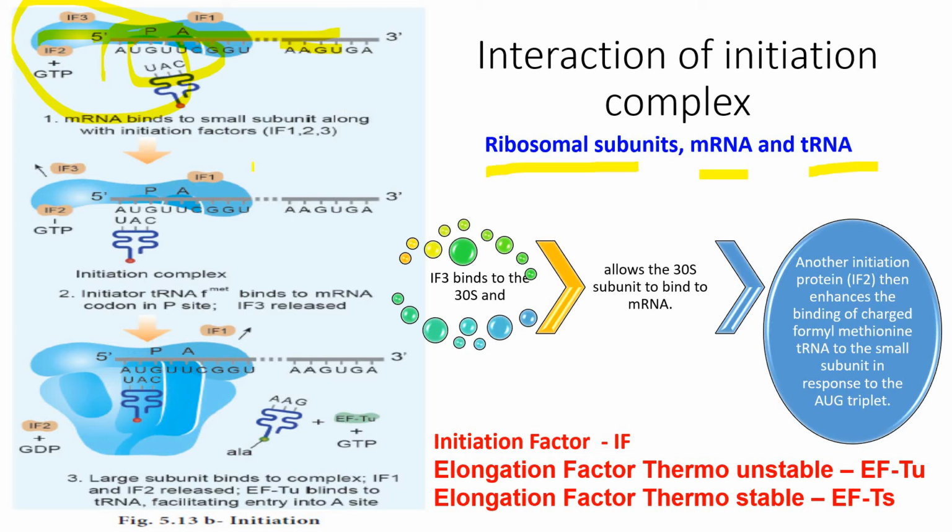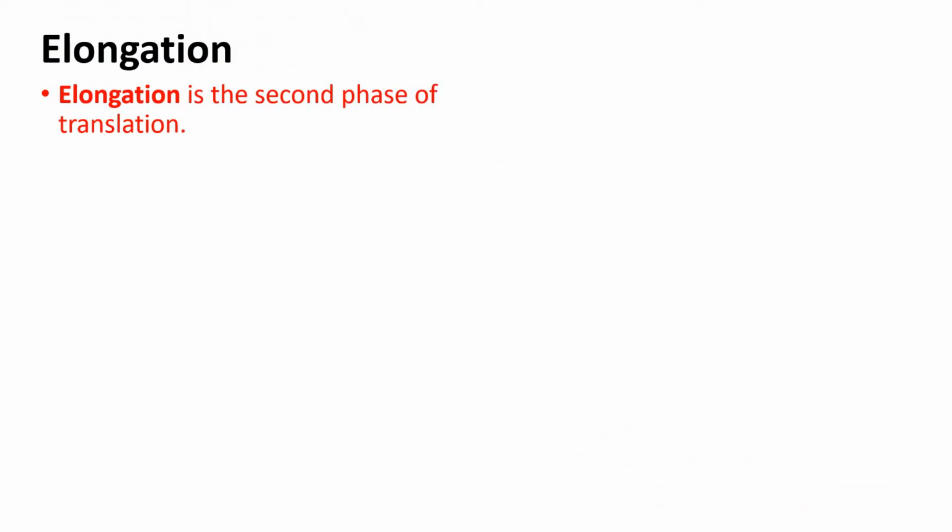Another initiation protein, that is IF2, then enhances the binding of charged formyl methionine tRNA to the small subunit in response to the AUG triplet codon. So here AUG triplet codon is there. Now the charged tRNA with the methionine will come and now it is translated. IF means initiation factor, then EFTU elongation factor thermo unstable, then EFTS elongation factor thermostable.